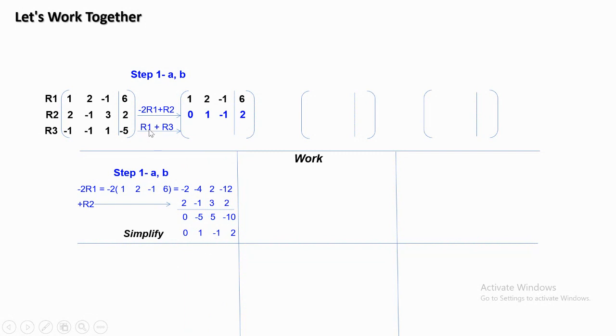Now, for the second part of step 1, row 1 plus row 3. There's my row 1. There's my row 3. So we're going to add them: 0, 1, 0, 1. That's my new row 3.